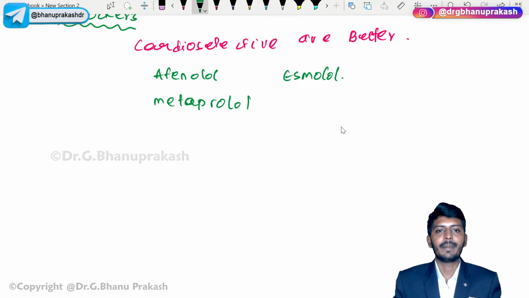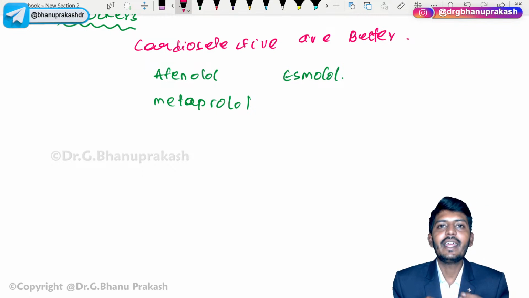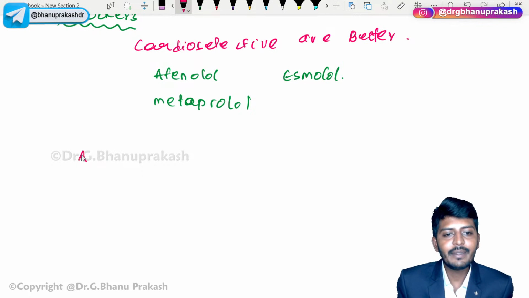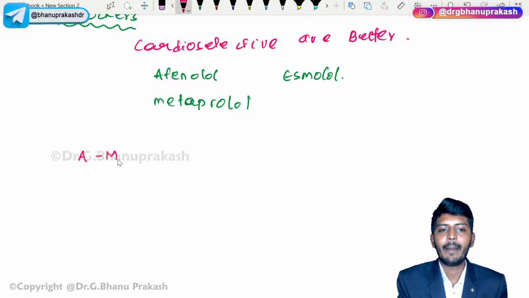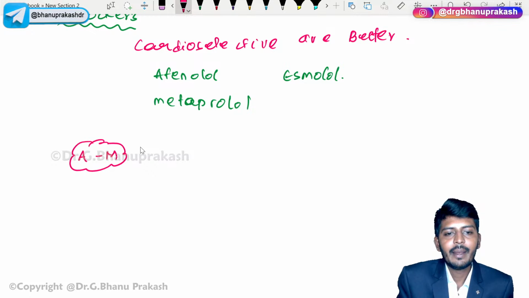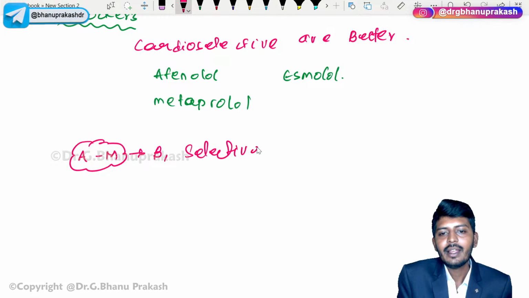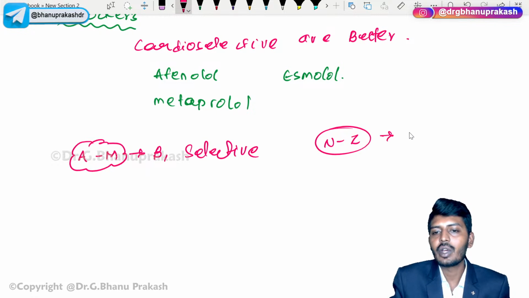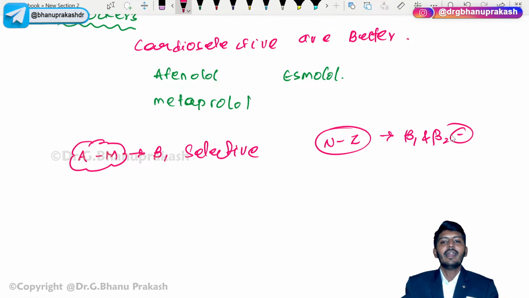The technique is very simple. If a beta blocker's name starts with the letters A, B, C, D, E, F, G, H, I, J, K, L, M, that is, from A to M, they are most likely beta 1 selective blockers. Now remember, if a drug's name starts from N to Z, they are usually beta 1 and beta 2 blockers. This is one technique with which you can remember the beta blockers.